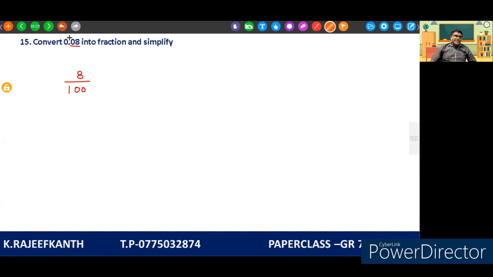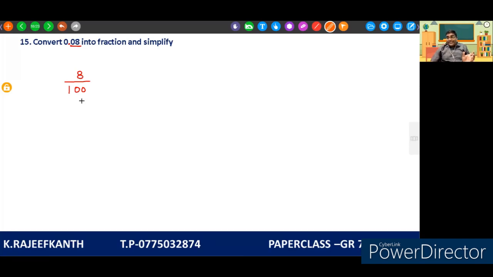Right? Here, after this decimal point, there are only 2 digits. So we have to write the denominator as 100. So when we are dividing by 100, we have to move this decimal point by 2 digits. So here after this decimal point, there are 2 digits. So we have to write 8 over 100.